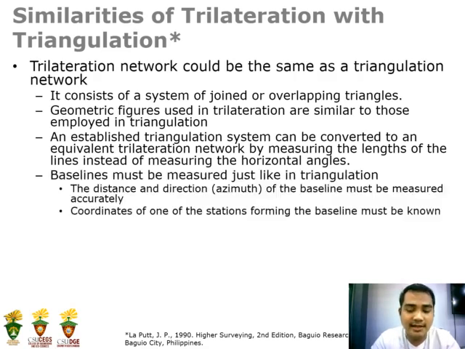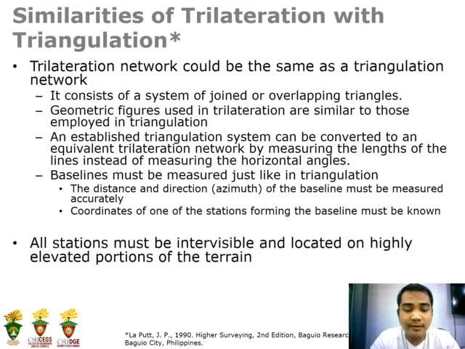So that is what I discussed earlier. And then the baseline must be measured just like in triangulation. For example, the distance and direction or the azimuth of the baseline must be measured accurately. They are the same in trilateration and triangulation: the baseline is measured very accurately. The coordinates of one of the stations forming the baseline must be known.